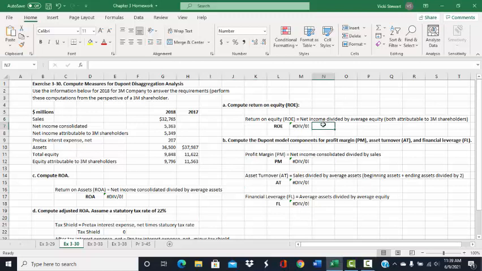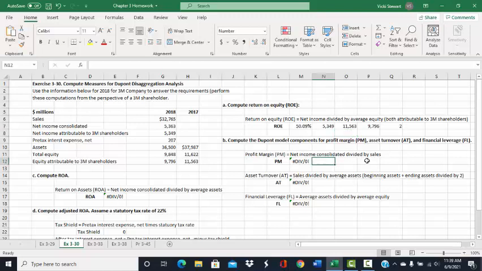So that will be our first computation that we're going to make. In our numerator, we'll have net income attributable to the 3M shareholders, and in the denominator, we'll have the average equity attributable to the 3M shareholders, the beginning and the ending equity divided by 2. And then we see that return on equity is 50.09%. So we're earning net income that's equal to 50% of our average investment by our 3M shareholders.